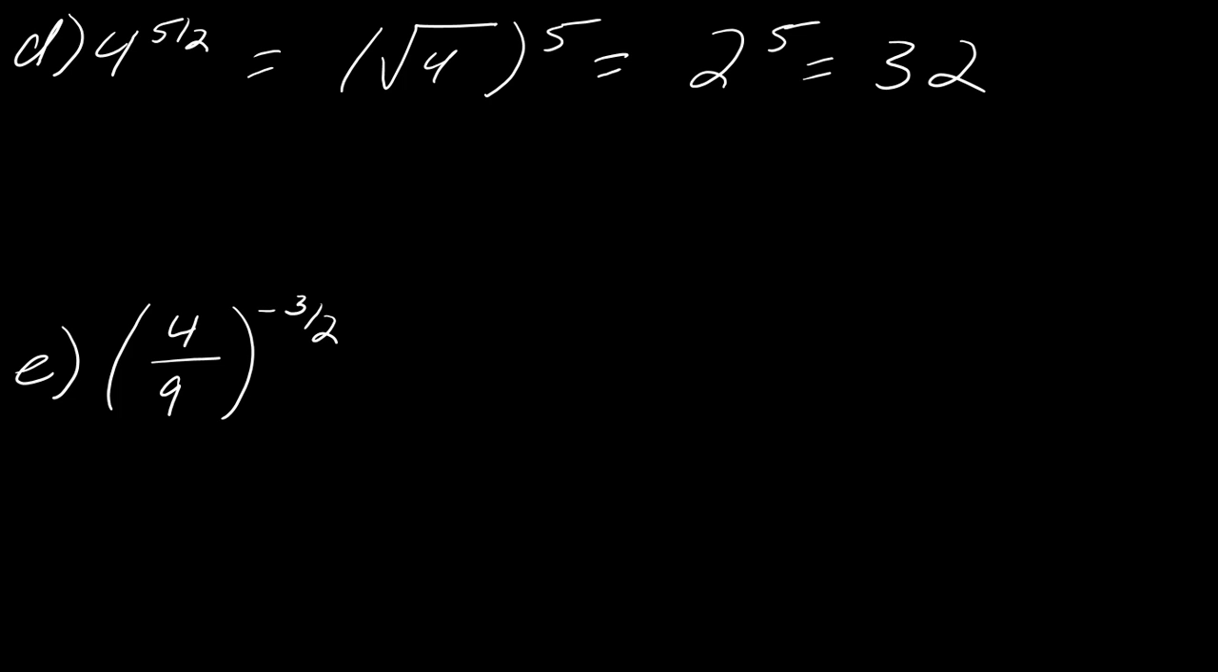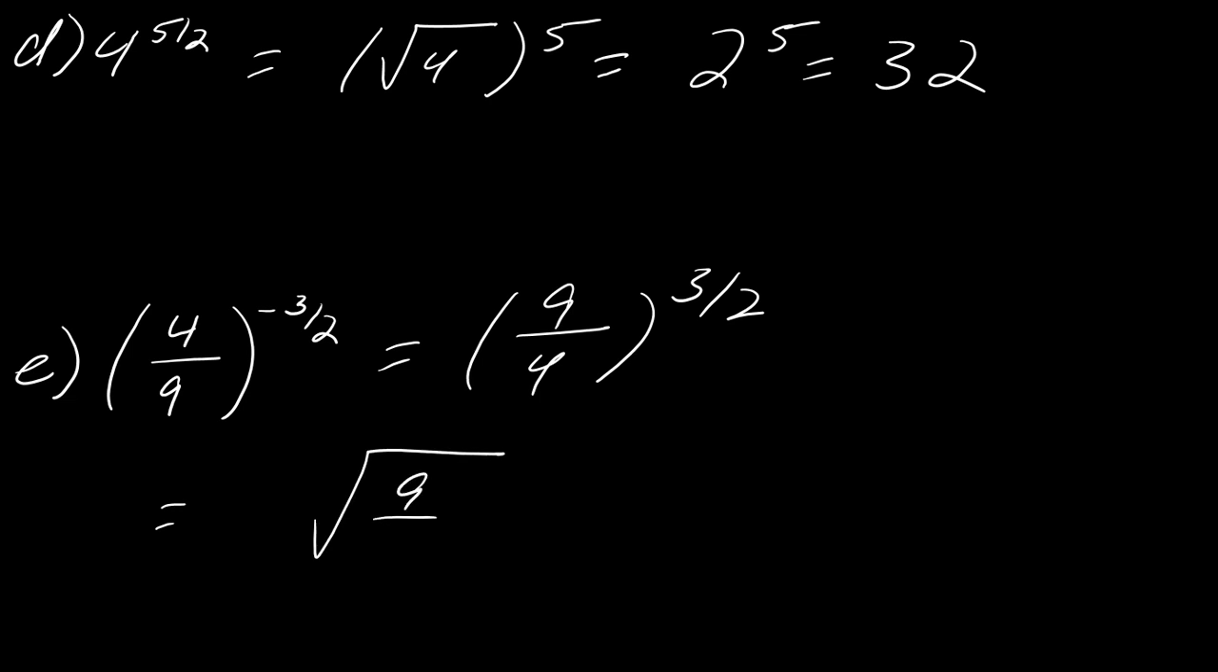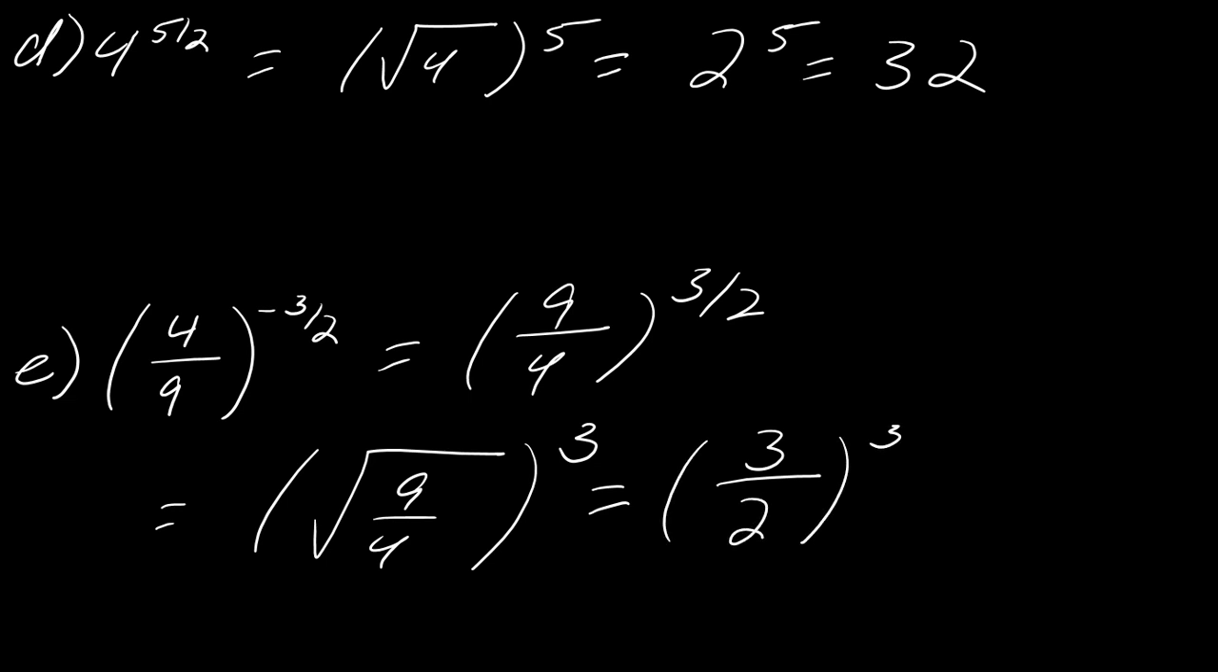All right, so 4/9 to the negative 3 halves. First I want to get rid of that negative exponent, so I'm going to flip the entire fraction, and then I can go ahead and evaluate this exponent. Just notice, by flipping the fraction, that's what made the exponent go back to positive. And so now I'm going to take the square root of 9 over 4. I just take the square root of the top and the square root of the bottom. So the square root of 9 is 3. The square root of 4 is 2. And then I can just cube all of that. So 3 cubed is 27. 2 cubed is 8.